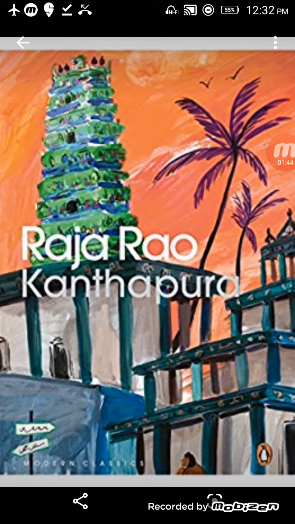So Kanthapura, written by Raja Rao, who was born in 1908 in Mysore, Karnataka, and he belonged to a Smartha Brahman class, and he was very well educated. His native language was Kannada. He could speak French and English as fluently. He taught all over the world, and he was a renowned novelist of the time. He won Sahitya Academy Award as well as many international awards for his works.